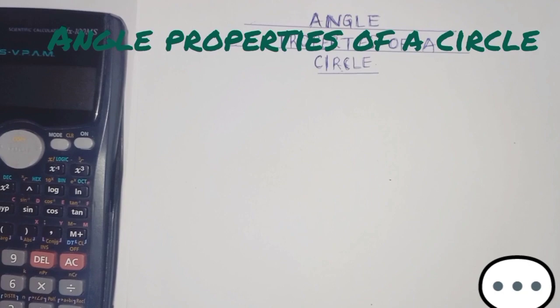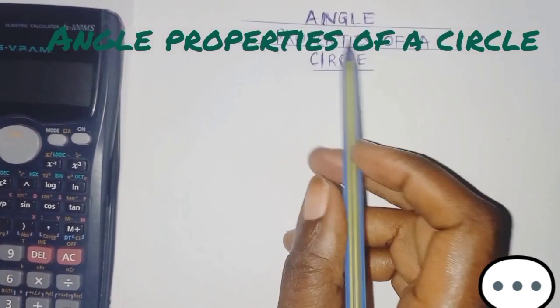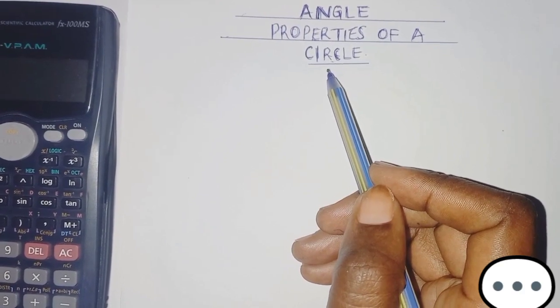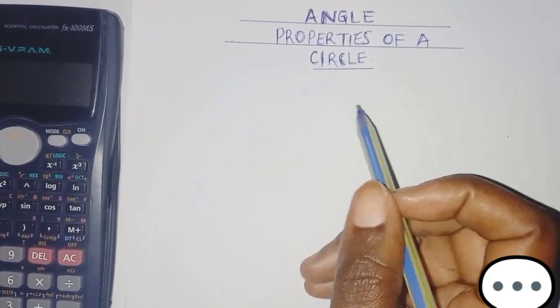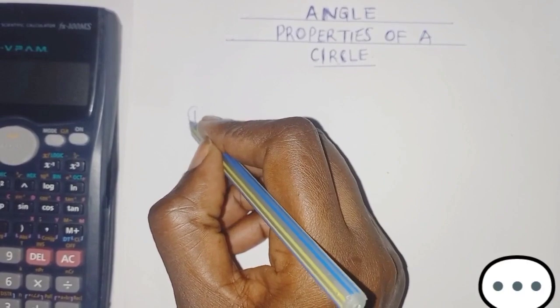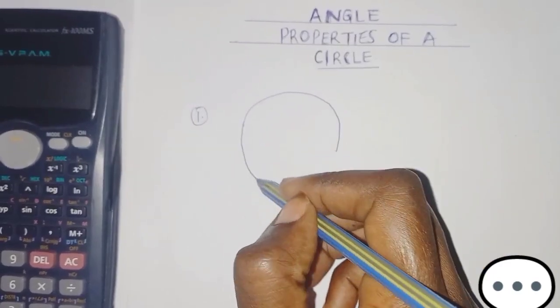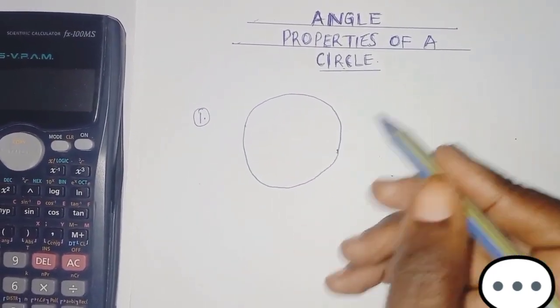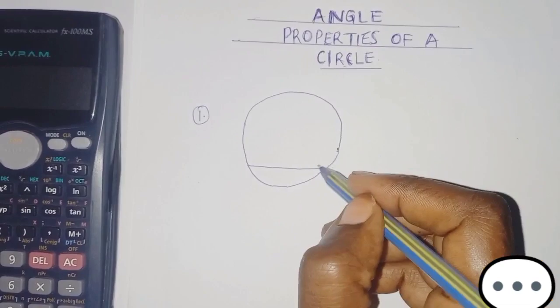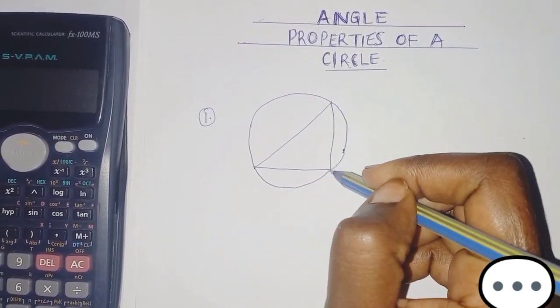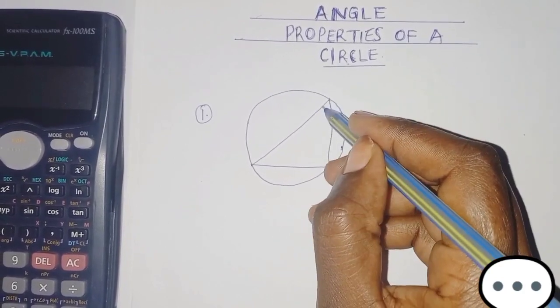Properties of a circle. When you're solving problems involving angle properties of a circle, these are the rules you're supposed to have in mind, the properties. Number one, angles that are subtended by the same arc or chord. Angles that are subtended by the same arc are equal.